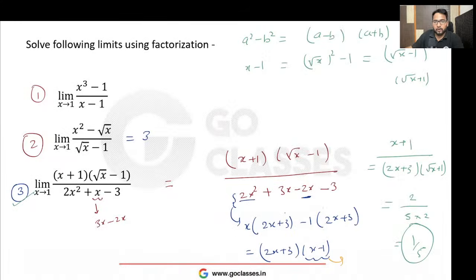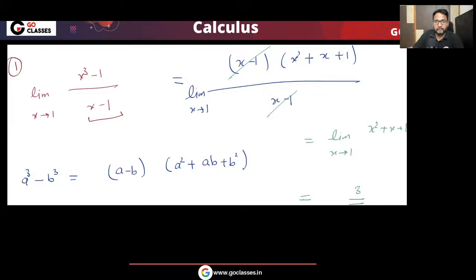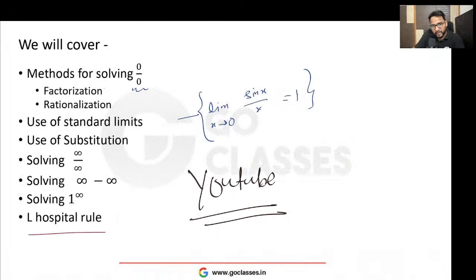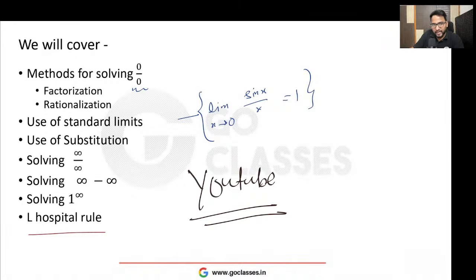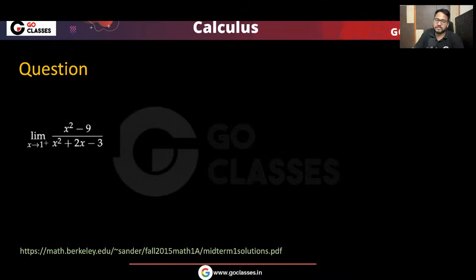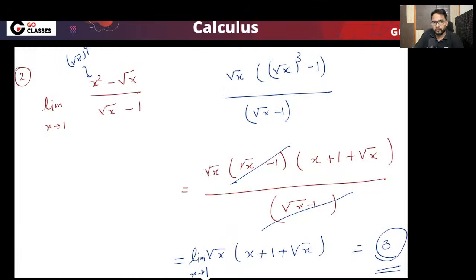So what I'm saying here is that there is one method, factorization, which we have just covered, in the sense that we have seen 3 examples, and you can just factorize them and then solve it. So factorization is done. Now let's see the next method, which is rationalization. I'm just quickly going through these slides because they're already on YouTube.